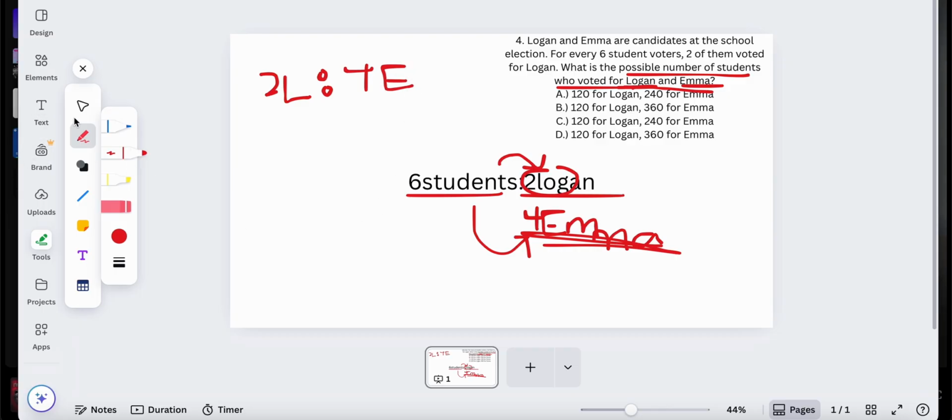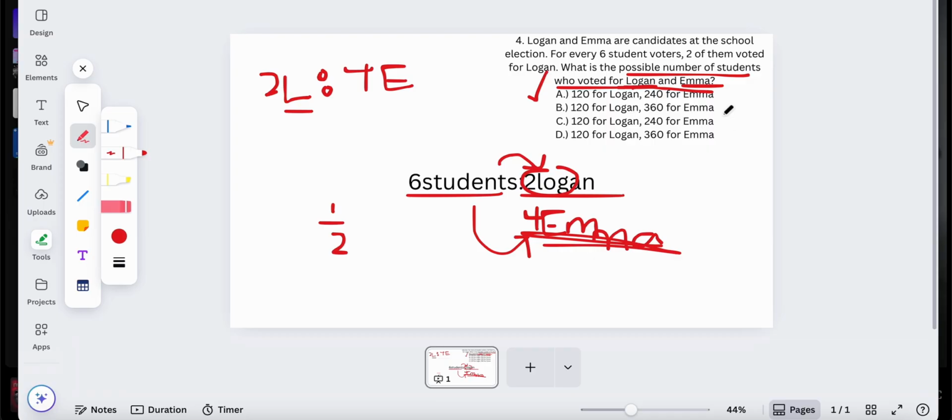Now this ratio looks familiar, right? Almost looks like I have a half. For every 1, there's 2. For every 2, there's 4. So this is almost like for every 1 person, there should be 2. So in this case, A, 120 for Logan. Logan is first. 240 for Emma. 120 times 2 is 240. So A seems reasonable.